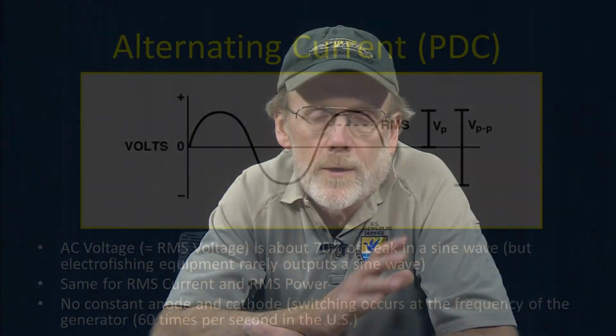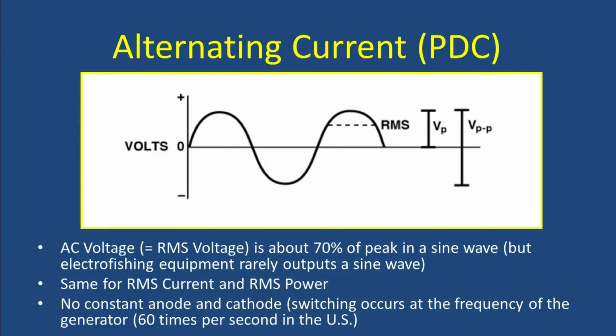Okay, so the next waveform we've talked about pulse direct current and direct current. We're going to talk about the last one, alternating current here, and it should be not PDC but AC up there, alternating current. And we have a sine wave going through there from zero. So we have these positive excursions and negative excursions.